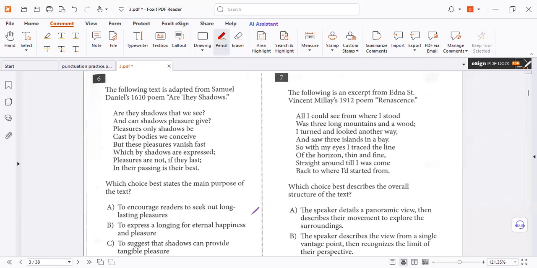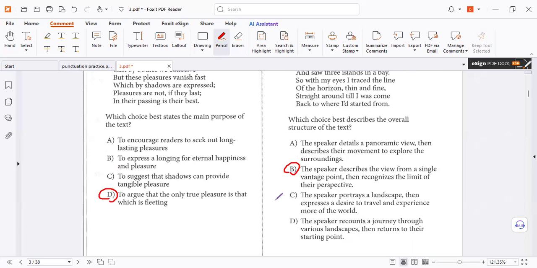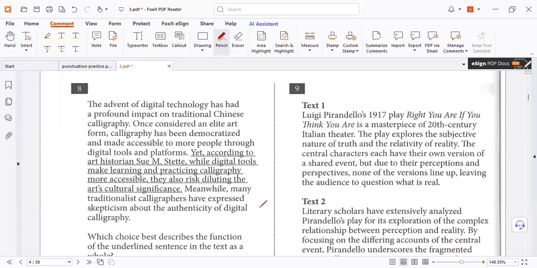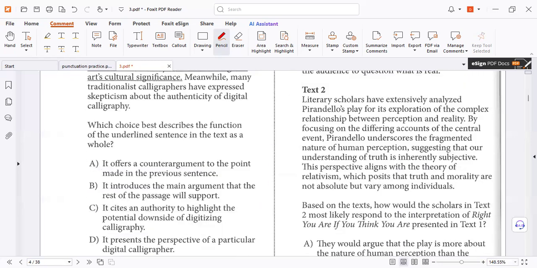Letter D. Number 6, letter D. Correct. Number 7. Number 7 is B. B. Good homework. Number 8. Is it letter C? 8. C. Correct.